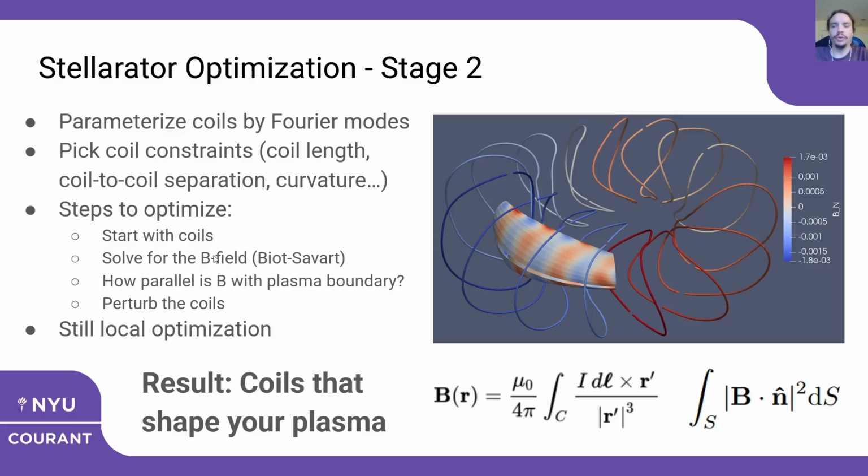Start with some set of coils, solve for the magnetic field that they produce. This is using the Biot-Savart law on the bottom here. And then we ask, how good is the set of coils that we produced at producing the plasma boundary that we want? Then we perturb the coils, and we do this over and over again until we get a good set of magnetic coils.